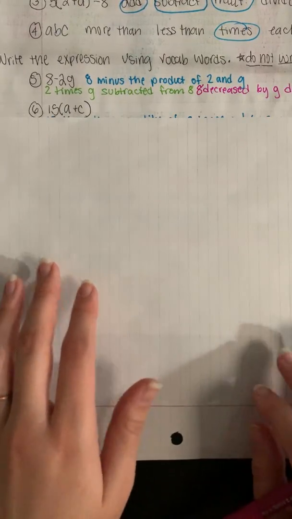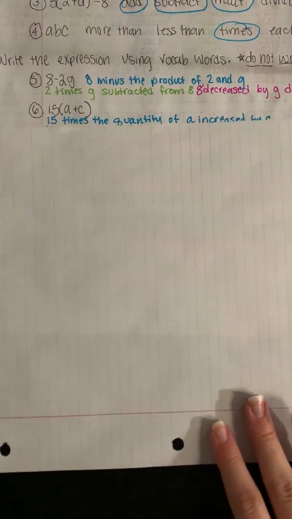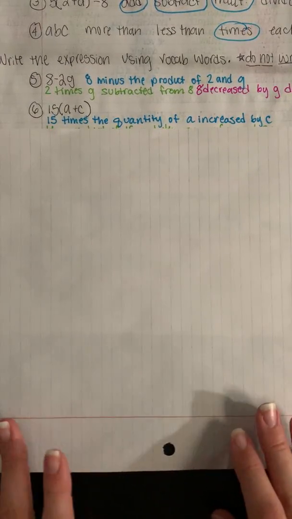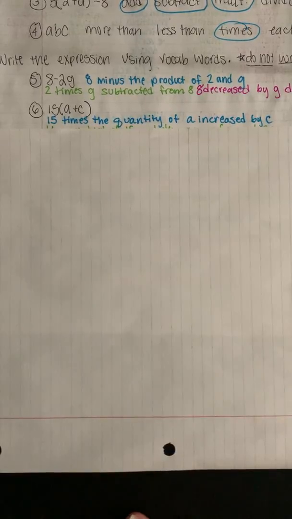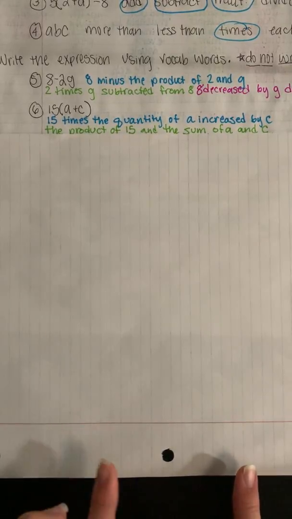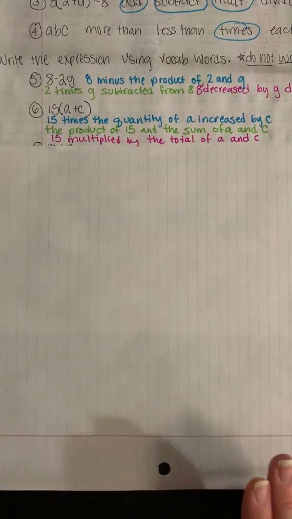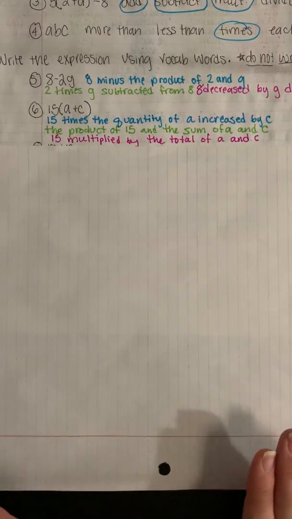For the next one, 15 times the sum of A and C, we would have, in blue, here I wrote 15 times the quantity of A increased by C. You could have the product of 15 and the sum of A and C, or you could also have 15 multiplied by the total of A and C.